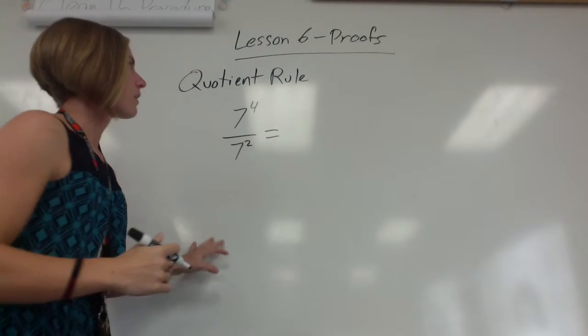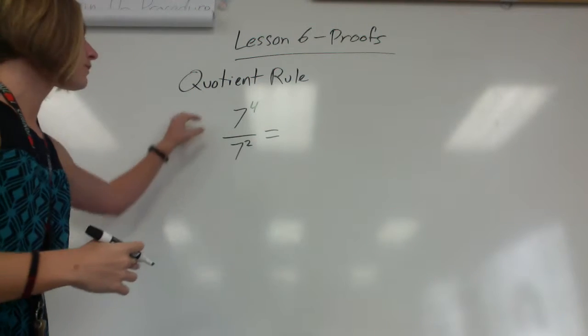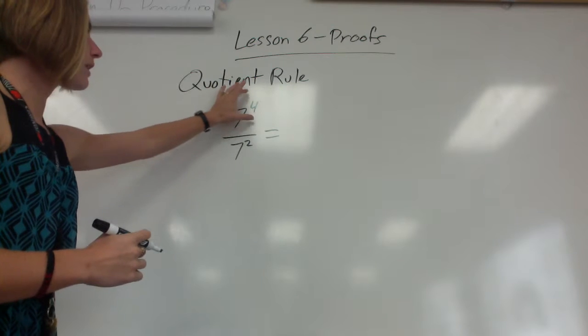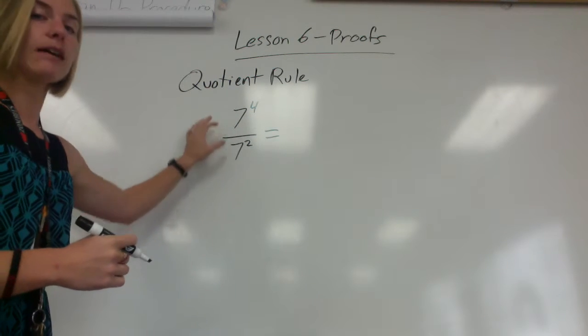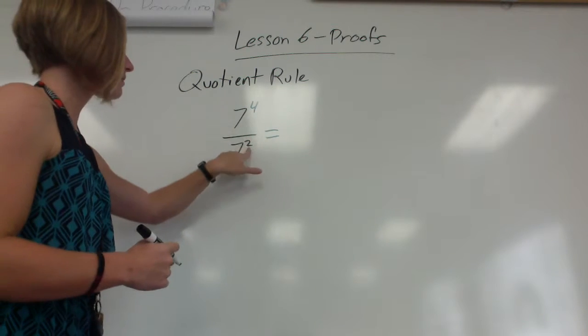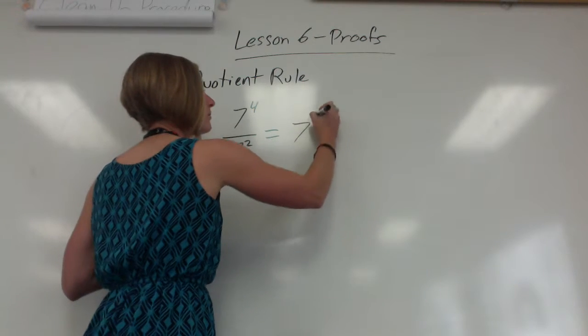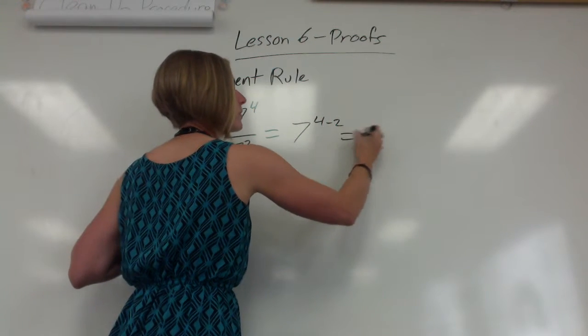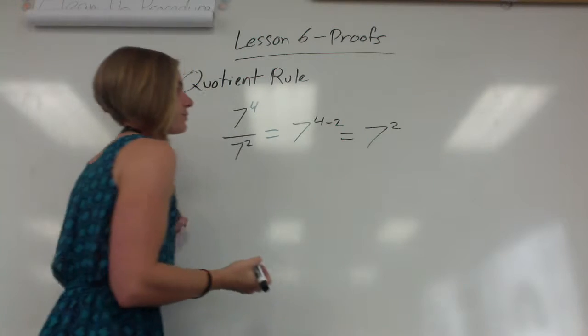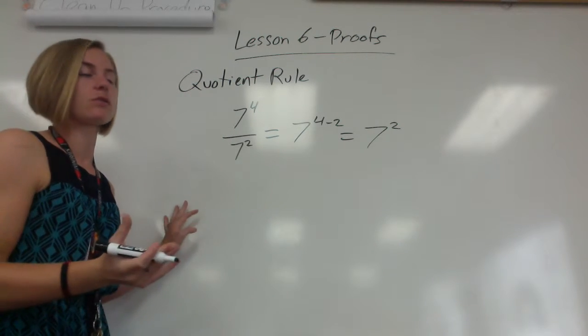Okay. Our quotient rule says that when we have numbers with exponents that are being divided, and they have the same base, we can subtract the exponents. So this would become 4 minus 2, which we know to be 2. Okay, so this is just 7 squared.